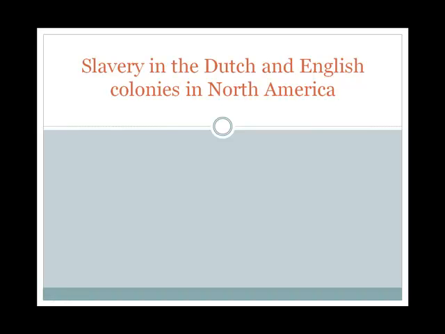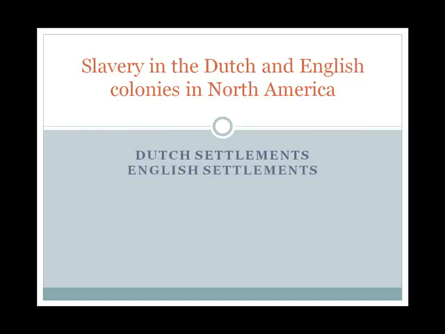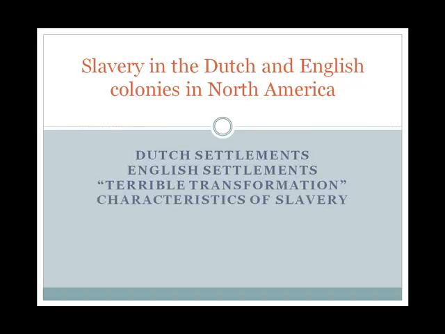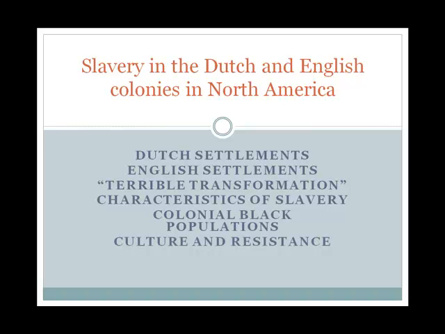In this lecture, we're going to focus on slavery in the Dutch and English colonies in North America. We'll take a look at Dutch settlements, English settlements, what we'll describe as the terrible transformation, which is actually the emergence of racialized chattel slavery in the British colonies in North America, the characteristics of slavery, colonial black populations, some general characteristics of these populations, and culture and resistance in the colonies.